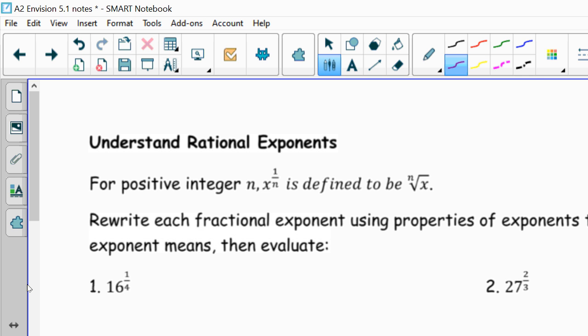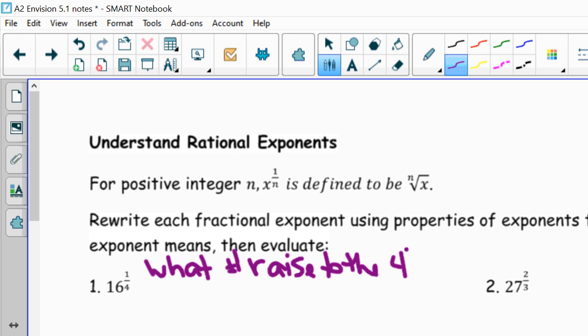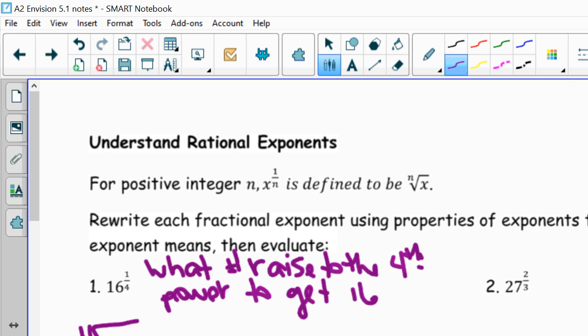This is asking me what number, okay? What number can I raise to the 4th power to get 16? Okay, that's what this is asking me. If I were to rewrite this, okay, that 4, that's in the denominator, so that becomes my root, my index, 4th root of 16. Okay.